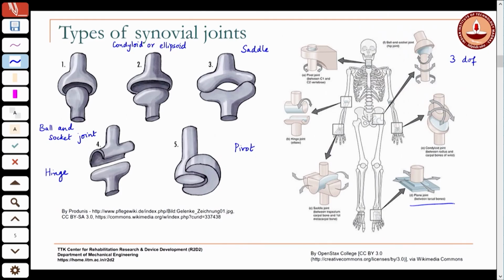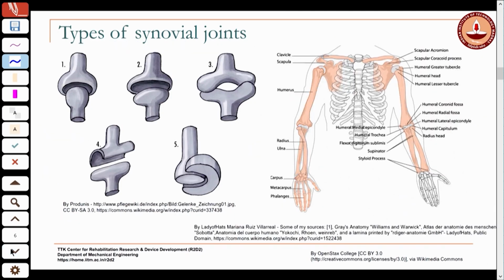The condyloid joint is again a 2 degree of freedom joint. Then you have the plane joint, which is also predominantly 2 degrees of freedom, as it can only allow sliding. The saddle joint is also a 2 degree of freedom joint, and the hinge joint is a 1 degree of freedom joint, and so is the pivot joint. The pivot joint allows rotation like this about the longitudinal axis. So, let us look at each of these a little bit more closely.